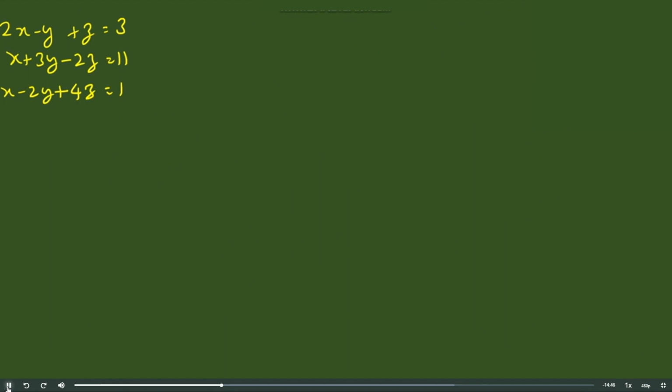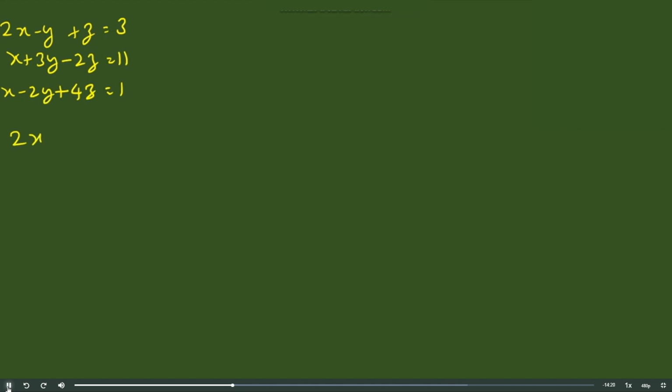Now let me do the same question using the cross multiplication method. For the cross multiplication method, I have to bring all the constants to the left side, and on the right side it should only be 0. Okay, that is fine. But there are three variables in this question. How do I go about it? For that also, I'm going to show you an easy method.